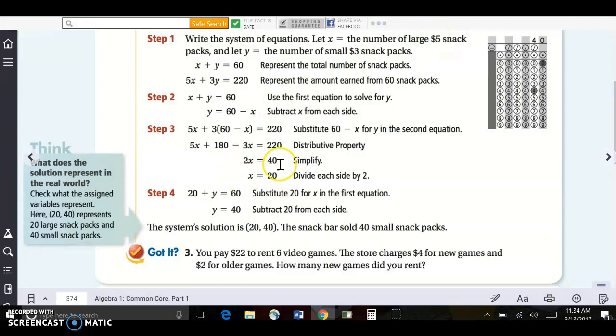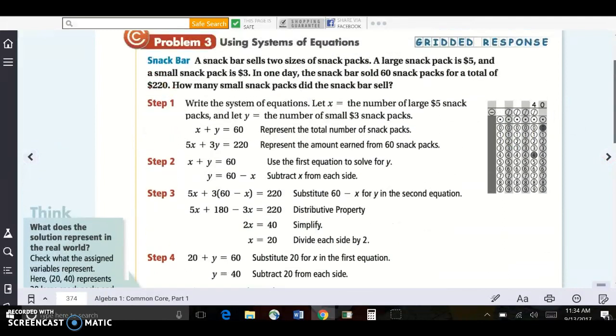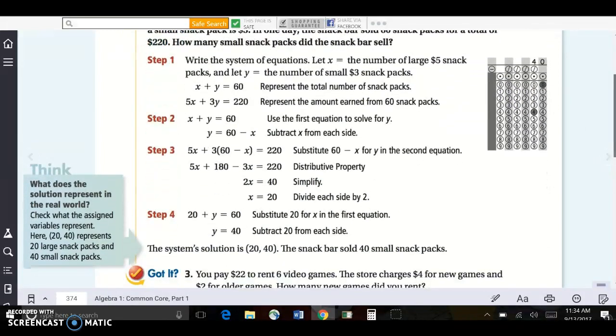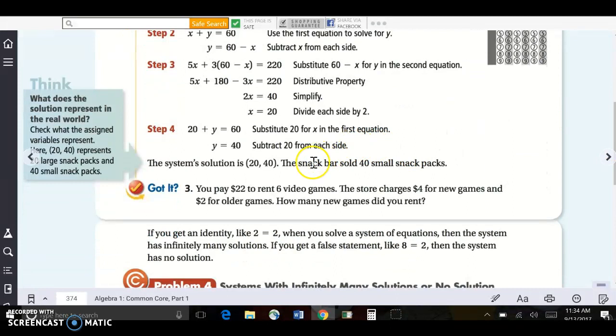So we're going to substitute this x back in, doesn't matter which one. Looks like they chose the one that I would have chosen, which is the easier one because it has less coefficients to deal with. So they put 20 plus y equals 60, and they subtract this 20 from both sides and get y equals 40. So the system solution is 20 and 40, right? But I don't think they even asked us for the solution. Did they ask us for a solution? Nope, they asked us how many small. And so they sold 40 small snack packs.